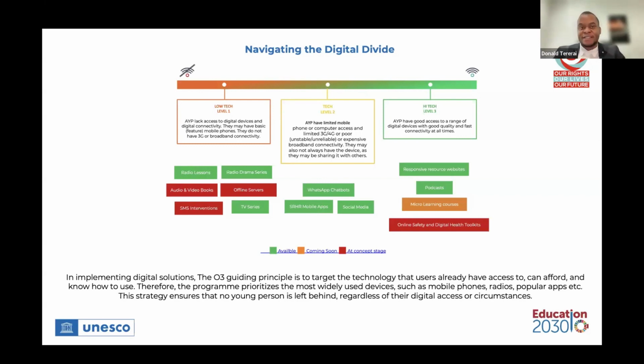So we still find in East and Southern Africa that there's a very big digital divide between those who have the technologies and those who don't have the technologies. So we deliberately plan for all young people. So in low tech, we've got young people who lack access to digital devices and digital connectivity. They may have basic feature phones, not smartphones. They do not have 3G or broadband. You could find they've got maybe GSM technology allowing for SMS.